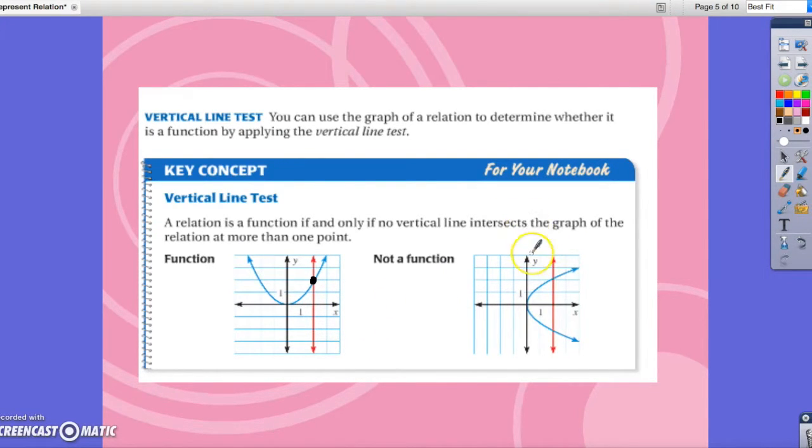If you look here, and this happens in more than one spot, but if I draw a whole bunch of vertical lines, here's one instance where, look, 2 points cross through. So if I hit more than 1 point with my vertical lines, now you don't actually have to draw them. I just think about moving them around with my hand or with my eyes. If you hit more than 1 point, it's not a function.